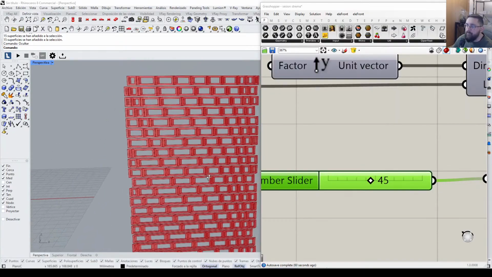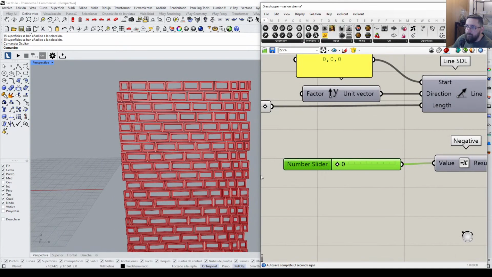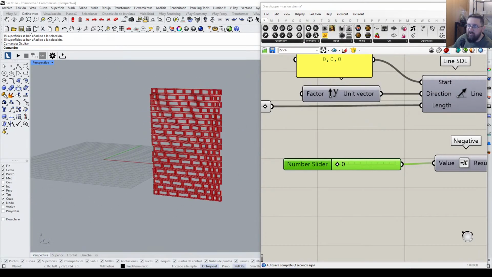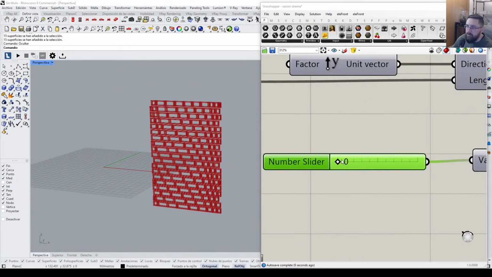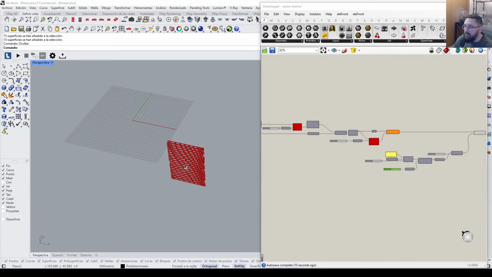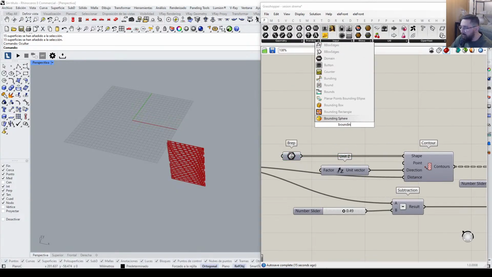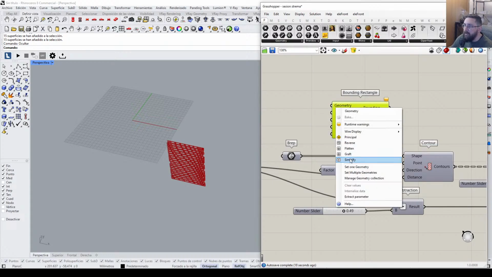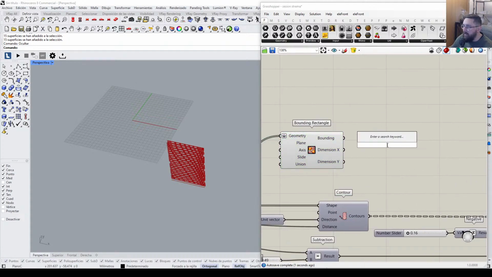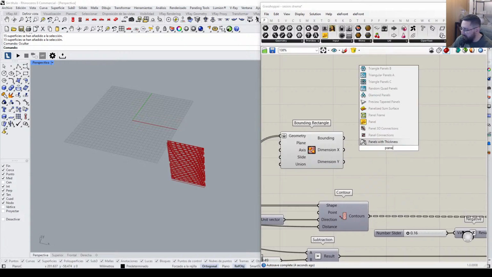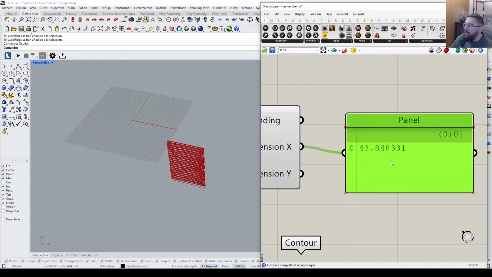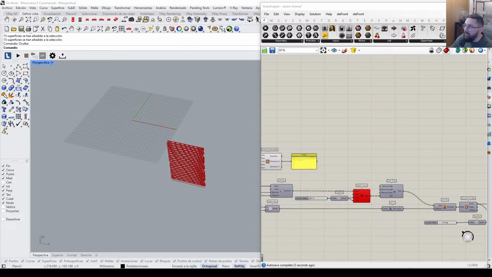Okay. Maybe we want it flat. Should we redo the round thing? I don't know. Maybe. We would need bounding, rectangle, flatten. We can get the length of X. Ah, that's silly. The dimension is the length. 43. Okay, how can we calculate the inverse of an arc?